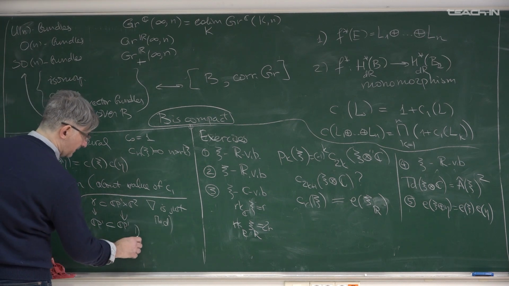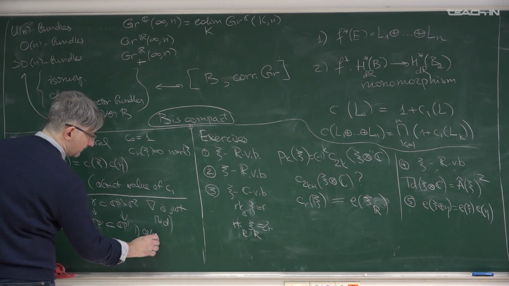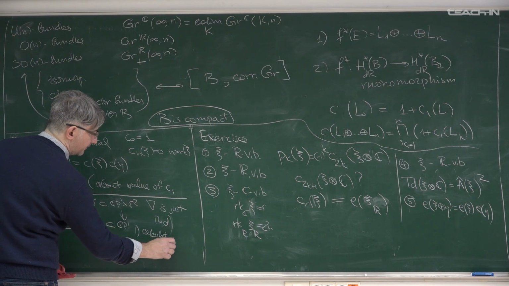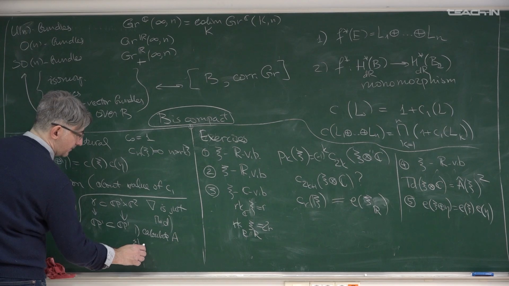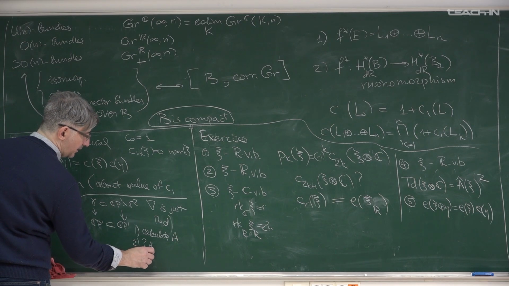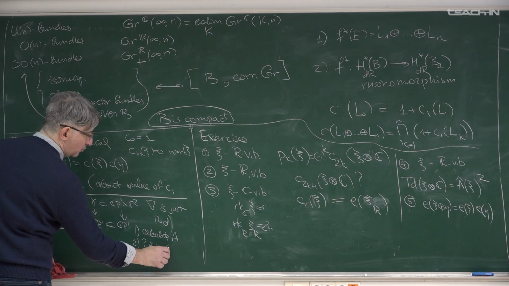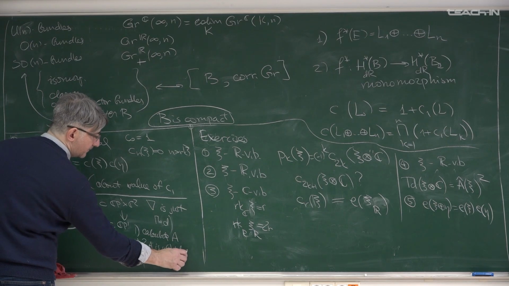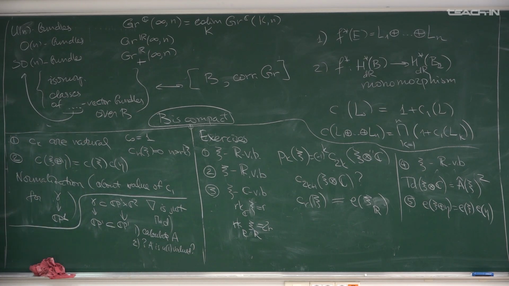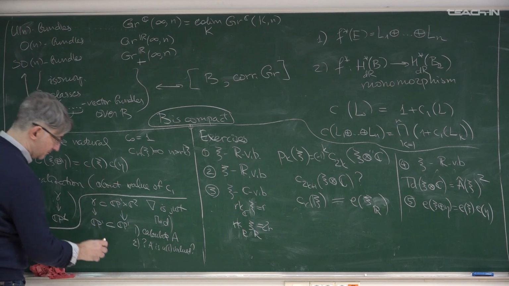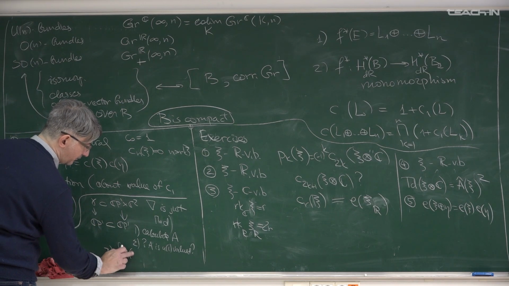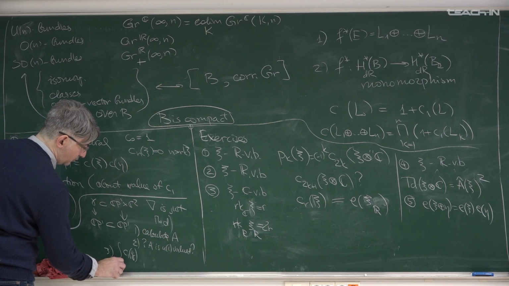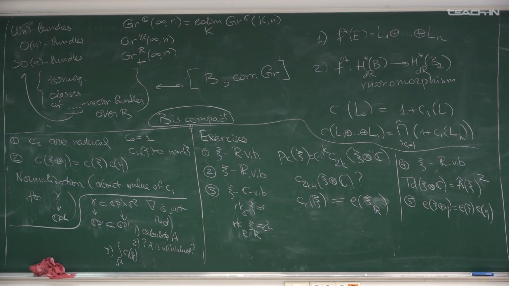First, calculate A, the connection form. The question: is A U1 valued? If yes, calculate the integral of C1 of gamma over S2. This will be normalization.